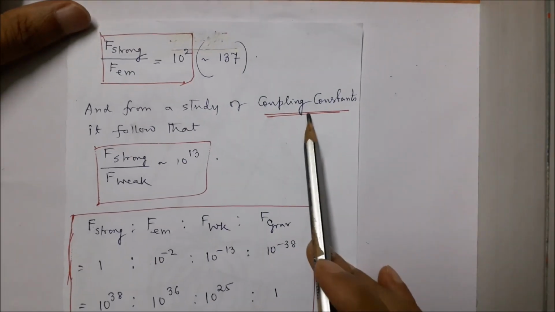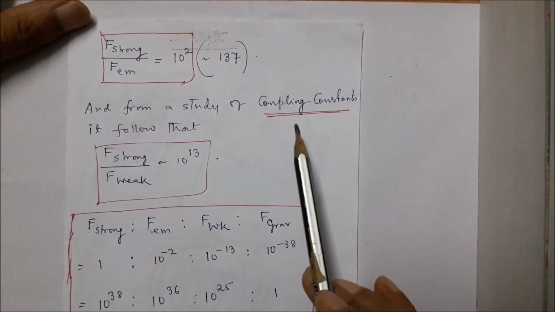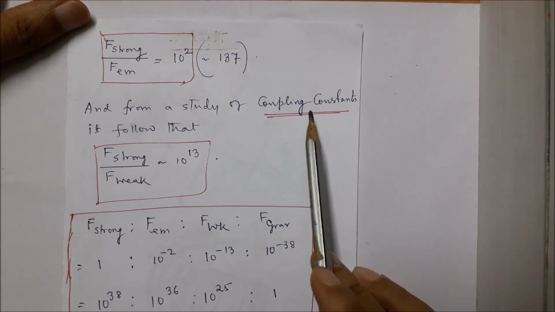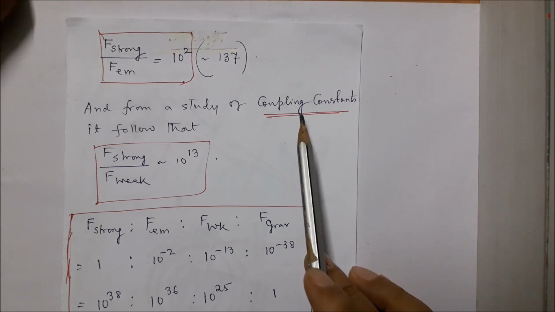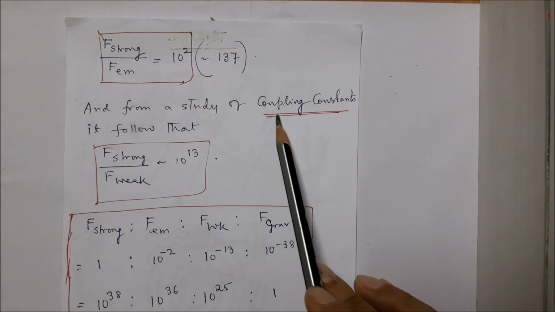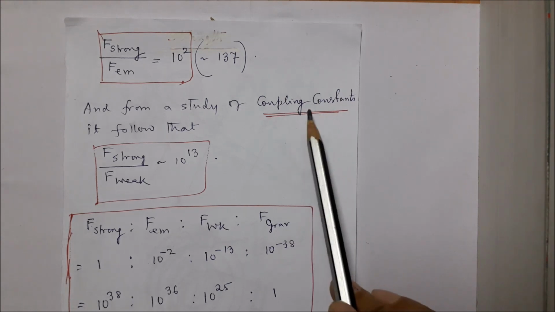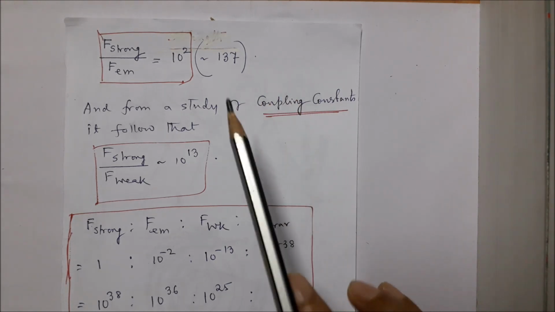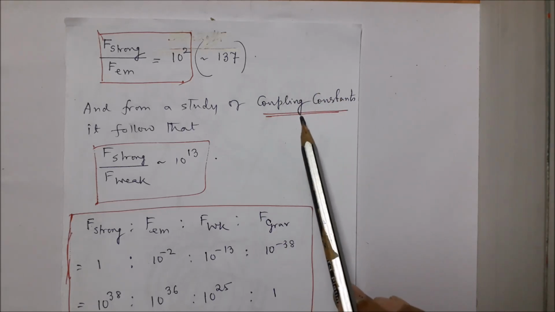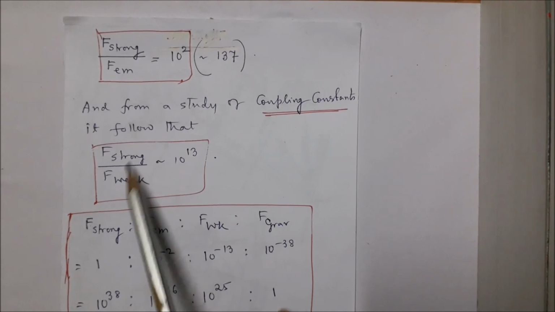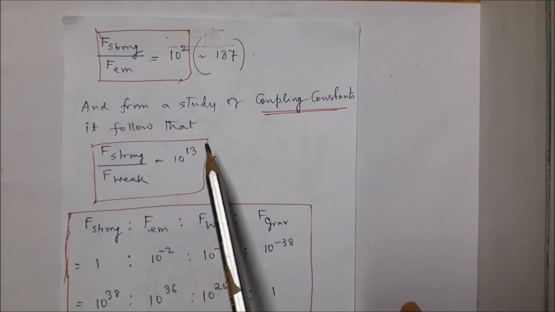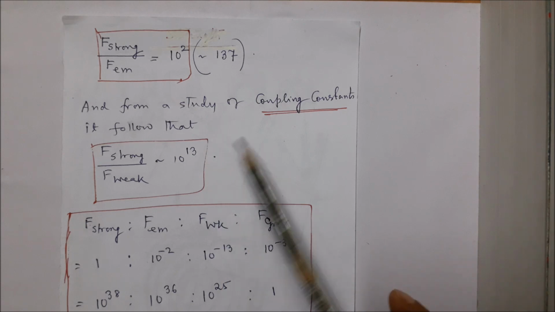Now, coupling constant represents the measure of how strong an interaction is. That is, it represents the strength of an interaction. There are certain formulae for coupling constants corresponding to the 4 interactions. We are not going into details, but it can be shown that the ratio of strong force to the weak force is of this order. Now these values might differ.